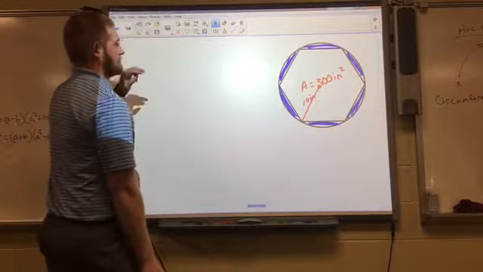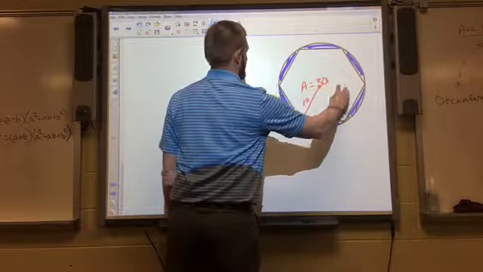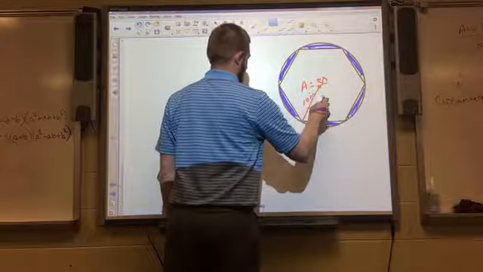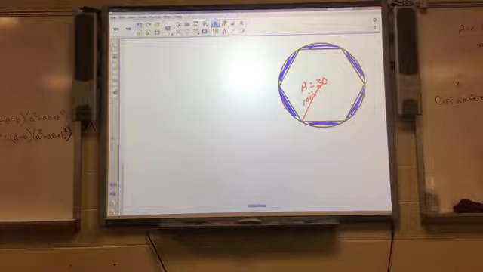No, that's not going to work out. Let's just say that this is 30 inches squared, and then the radius is 10. Again, I'm just making this up, so hopefully this works out.